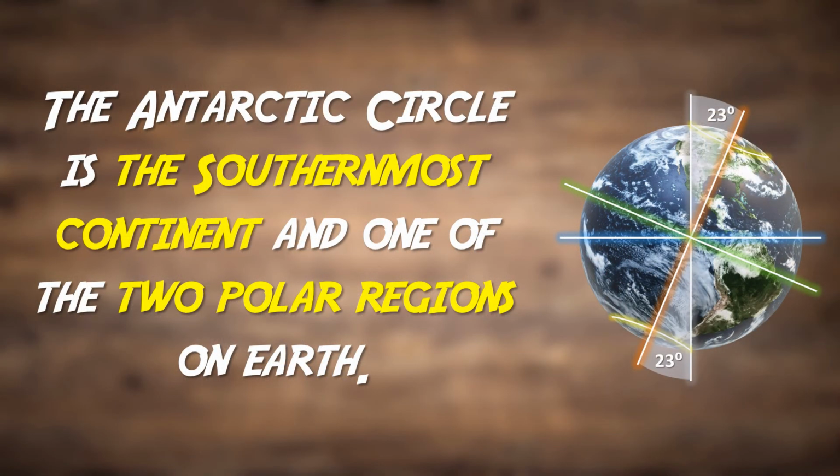Thus, the Antarctic Circle is the southernmost continent and one of the two polar regions on Earth.